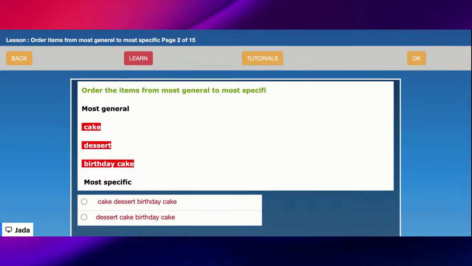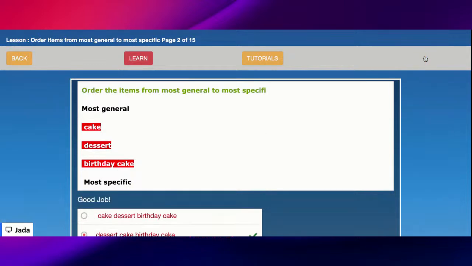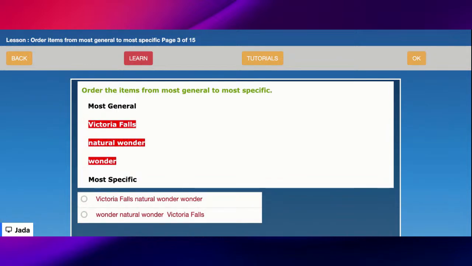So option two. Okay. So we need to have the dessert first, and then we have the cake before we have the birthday cake. Okay, so what is this one? Look at this one and tell me the answer as well.